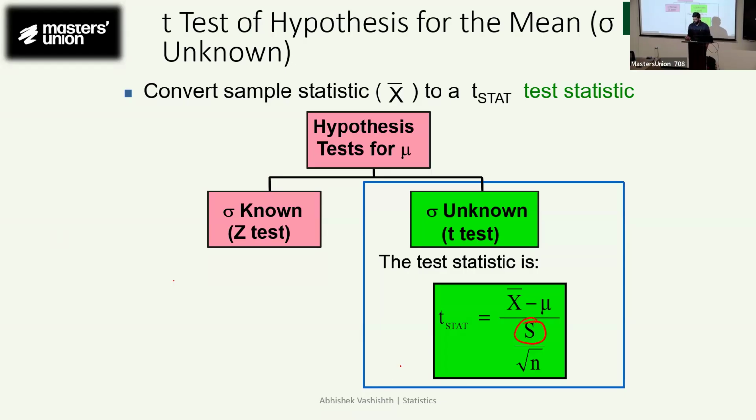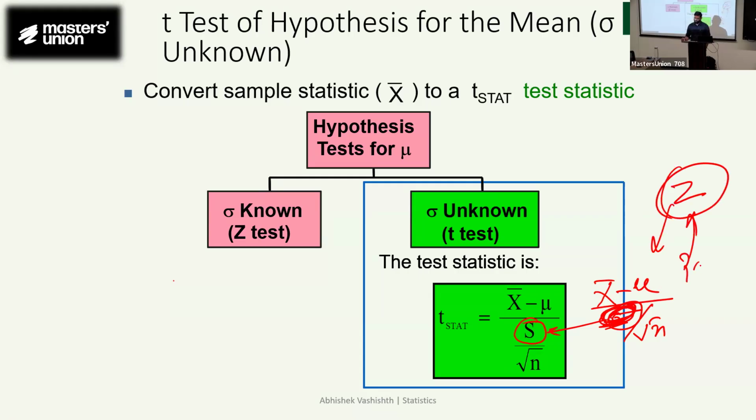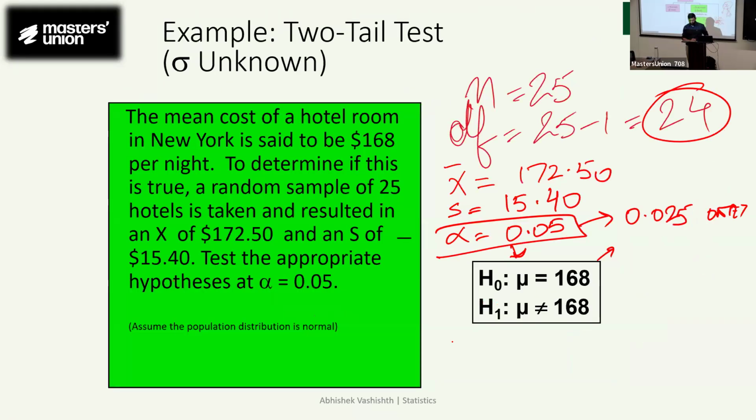Only one thing is changing. Instead of x bar minus mu divided by sigma by root n, I am now writing S by root n because I don't know what this sigma is. And because I don't have this sigma, the distribution that I was doing, Z, was a distribution which was for the population. I cannot use this distribution also. I will have to use a T statistic or a T distribution, T table. We did it in the last class also, right? T table. Let us now do this question.